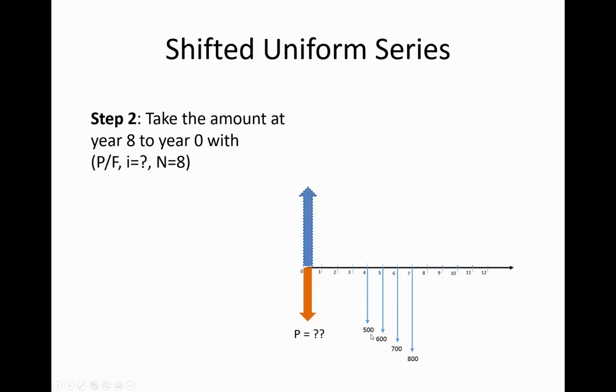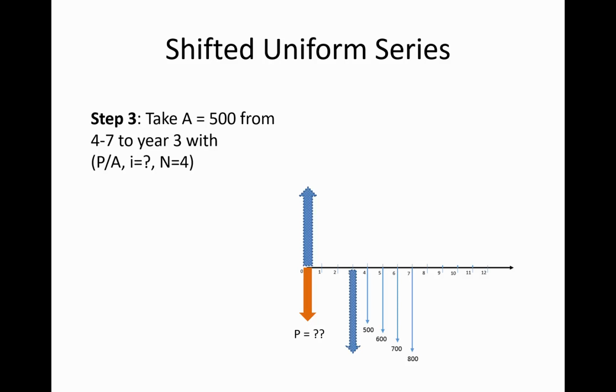The gradient, you know, here is our 0G, 1G, 2G, 3G. Okay, so first take the annual series of 500 from years 4 through 7 to year 3. So my strategy is find some amount that's equivalent just to the annual series part of that. Okay, so the first arrow that's down is the annual series amount. So we'd multiply 500 by the factor that you look up in the table, the P/A factor for I equals whatever the interest rate is in 4 periods.